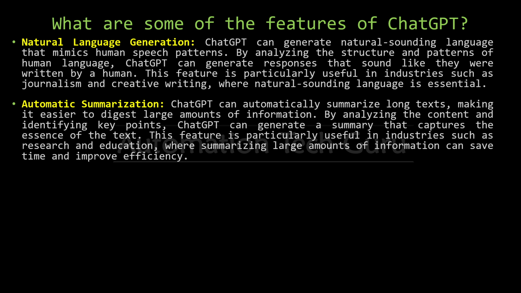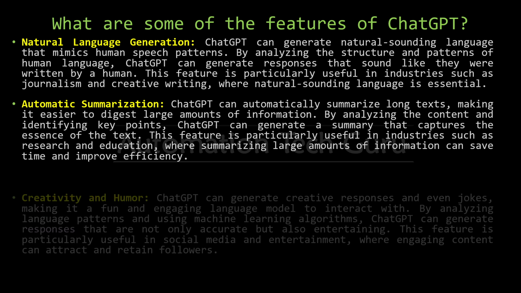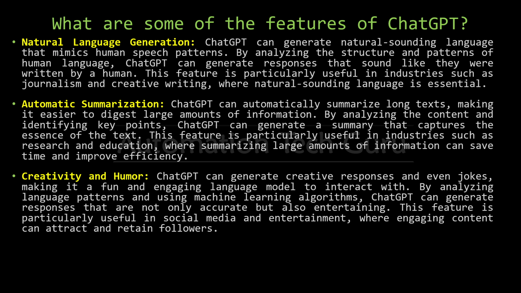Automatic summarization. ChatGPT can automatically summarize long text, making it easier to digest large amounts of information by analyzing the content and identifying key points. ChatGPT can generate a summary that captures the essence of the text. This feature is particularly useful in industries such as research and education, where summarizing large amounts of information can save time and improve efficiency.